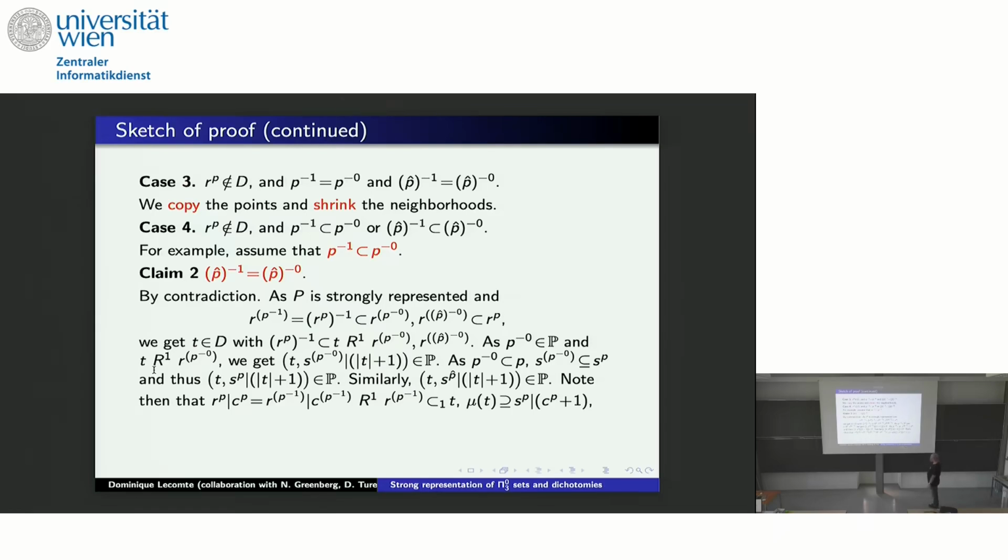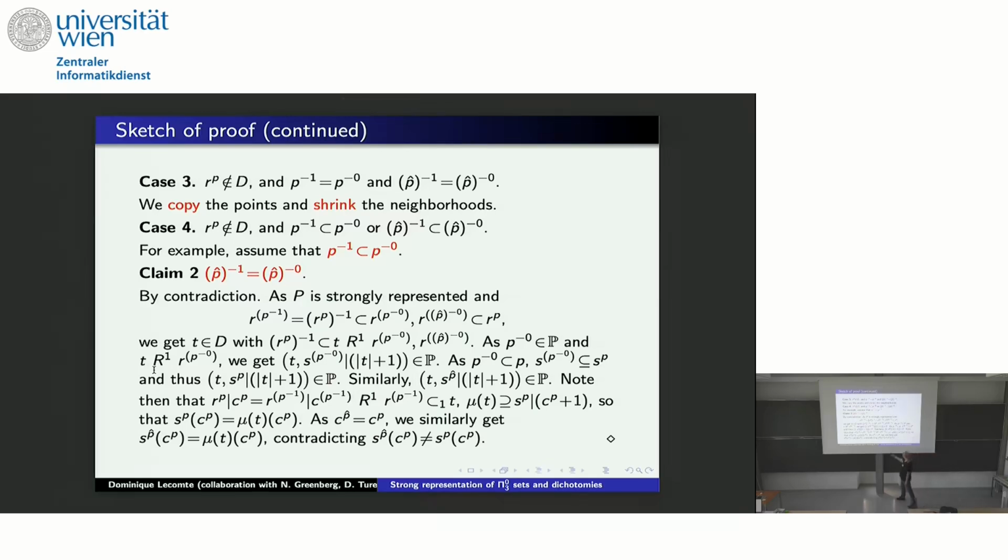So mu of T has to extend this sequence Sp restricted to length of T plus 1. In particular, Sp of Cp is exactly mu of T of Cp. And you can do the exact same on the other side, because Cp and Cp hat is the same. But this is a contradiction, because these two things differ exactly at this position Cp.